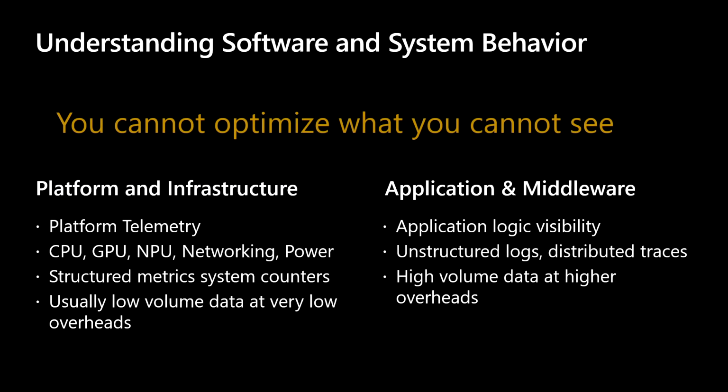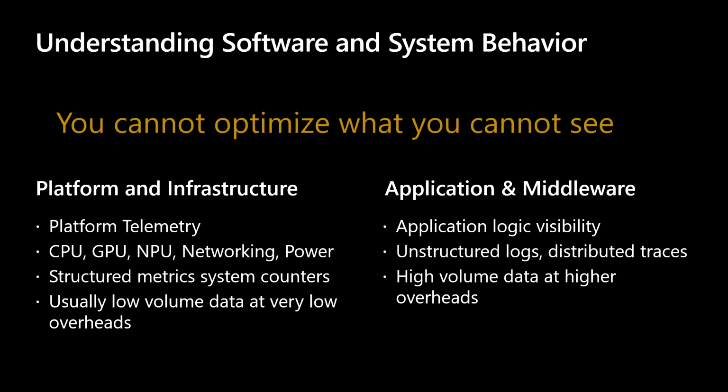So this next section is more about how to get the necessary data for you to make the decisions that you have to make. And typically, for you to understand the software and the system behavior, you need to be able to get the right kind of telemetry from the right places. You cannot optimize what you cannot see. So basically there are two streams of data.